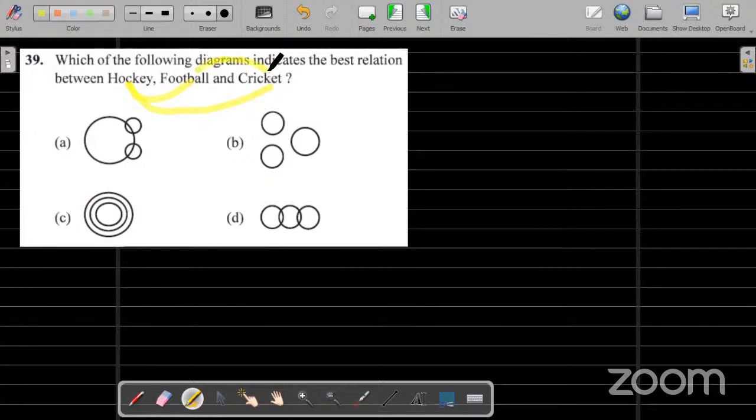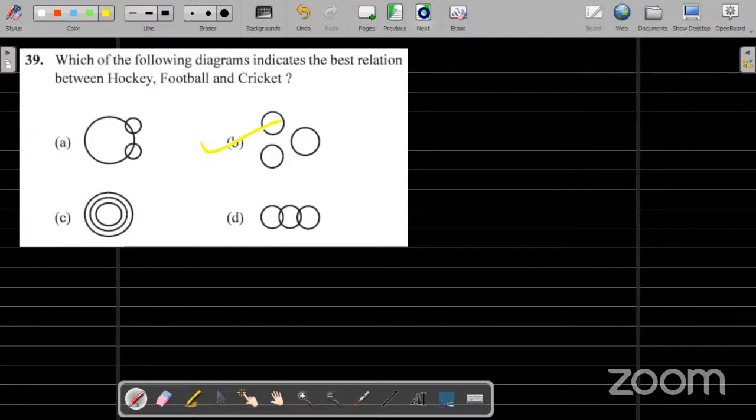Any relation from football and cricket? Nothing. But there can be a common thing between the three, that all the three can be games. But since games is not there as an entity, hockey, football, and cricket are three independent things. So the answer will be option B. Three independent things. They are not connected in any way.